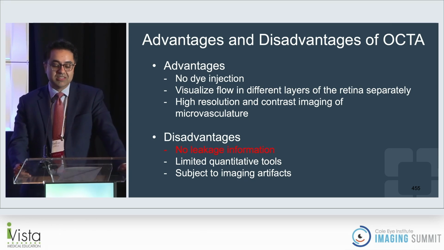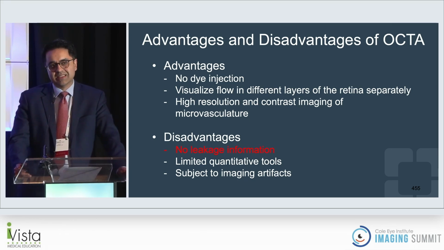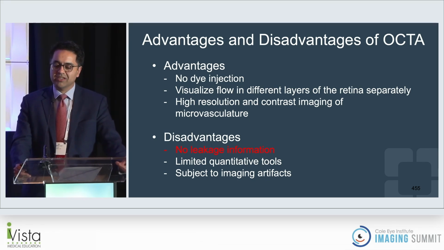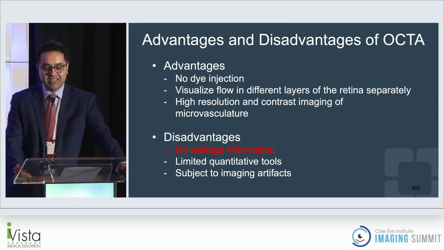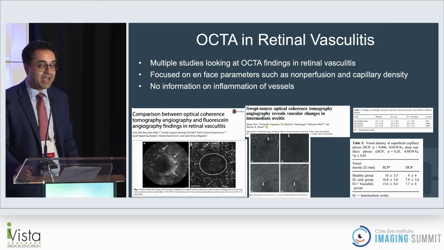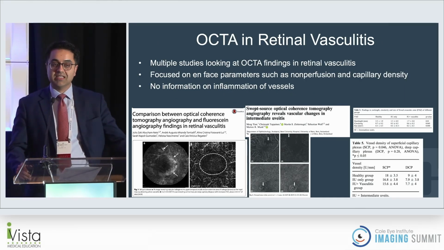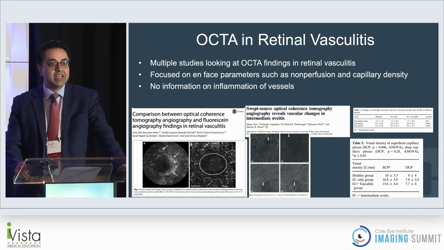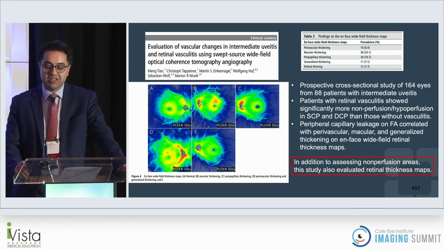But I really want to focus on maybe we don't necessarily know enough about that leakage information, and can we really dive into and understand, can we see activity in retinal vasculitis just on OCT and OCTA? So looking back at the literature, there's been multiple studies that have looked at OCTA findings in retinal vasculitis, but for the most part, they have focused on the en face parameters such as non-perfusion and capillary density, with really no information on inflammation of the blood vessels themselves.